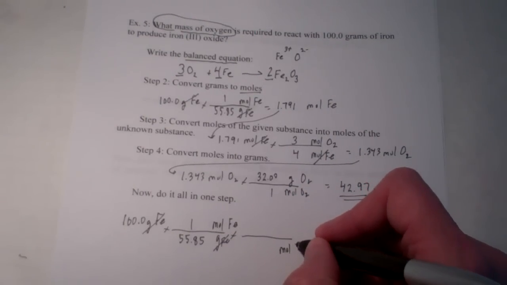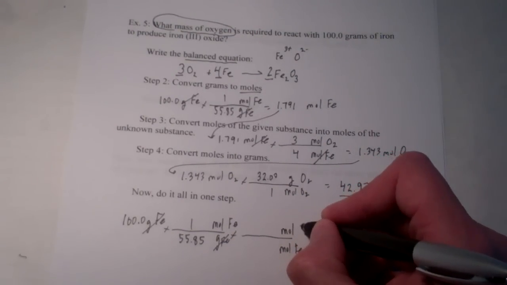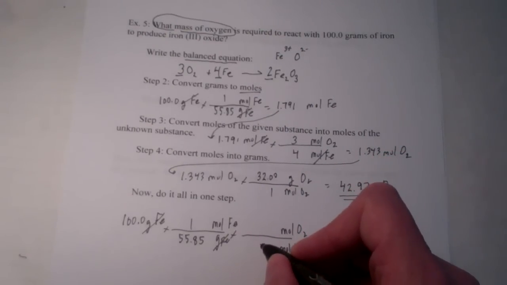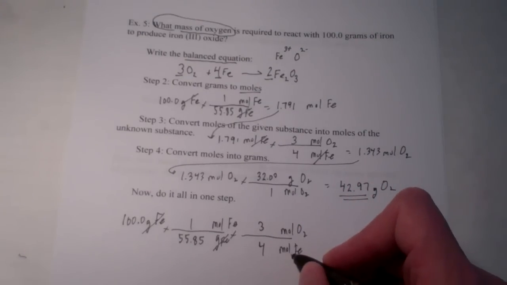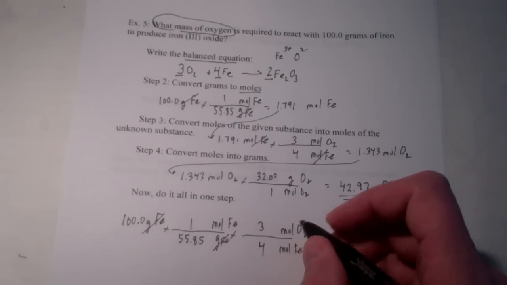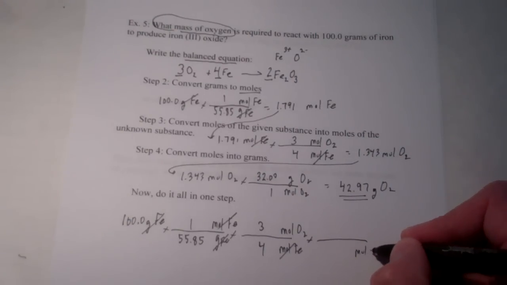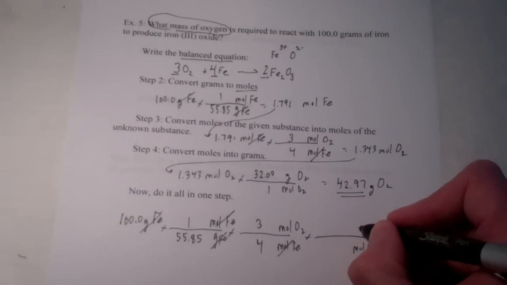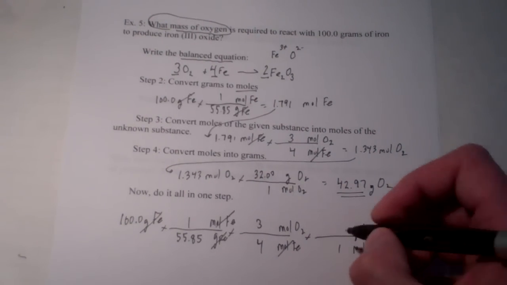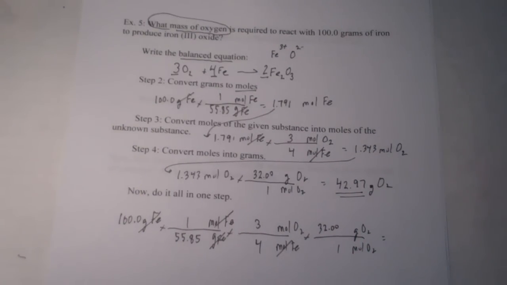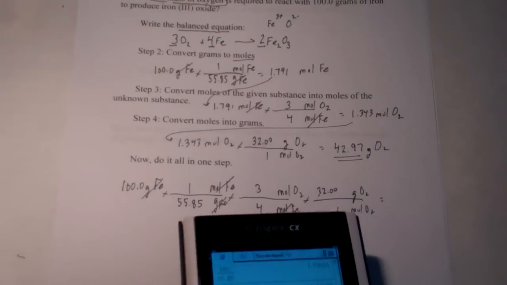Then we will go from moles of iron to moles of what we're after, which is oxygen. And as we said earlier, that's a 4 to 3 ratio from iron to oxygen, which we got from the balanced equation. And then finally, moles of oxygen to grams of oxygen. 1 mole of oxygen is 32.00 grams. So, let's do that with our calculator here. Try to get it all in view.